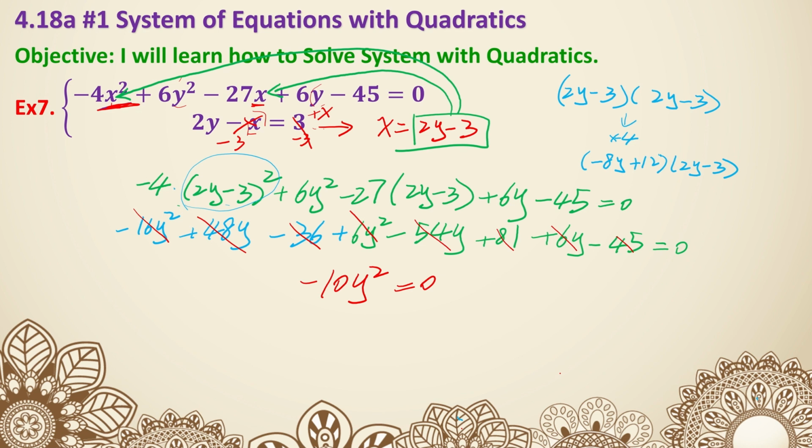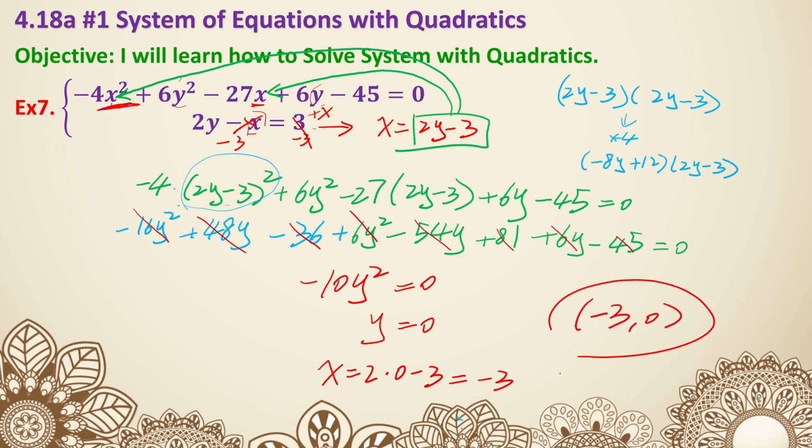Negative 10y² equals 0, so y has to be 0. Now we can find the x. x equals 2 times 0 minus 3, which is negative 3. So the final answer is negative 3, 0. There we go. That's example 7, and that is the last one for this lesson. Thank you.